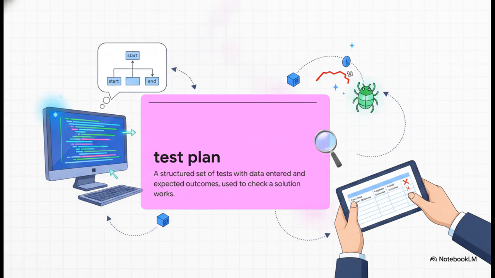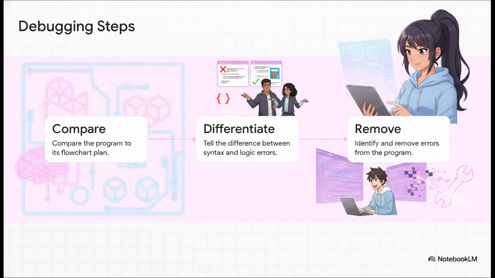This is just a structured set of tests where you jot down the data you're going to enter and the exact outcomes you expect to see on the other side. It gives you a nice, safe baseline. If your expected outcome doesn't match what actually happens when you run the code, boom, you know you have an error to track down. And when that happens, we enter the debugging phase.